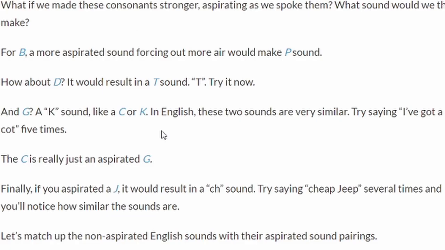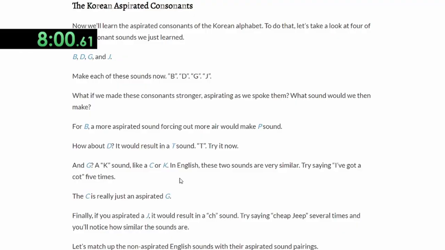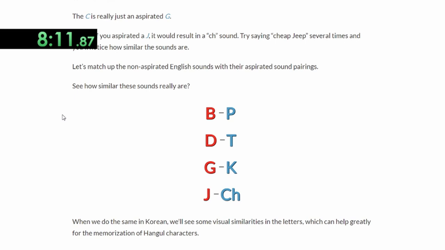Try saying, I've got a cot, 5 times. I've got a cot. I've got a cot. That one might be a harder one to accept, but the C is really just an aspirated G. Let's match up the non-aspirated English sounds with their aspirated sound pairings. See how similar these sounds really are? B, P, and D, T, and G, K, and J, Ch.